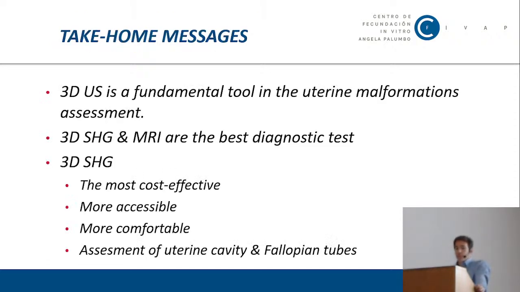So the take-home messages are that 3D ultrasound is a fundamental tool in uterine malformation assessment. 3D sonohysterography and MRI are the best diagnostic tests. 3D sonohysterography is the most cost-effective test that we can do for uterine malformations. It's more accessible, more comfortable for the patient, and at the same time we can assess the uterine cavity and fallopian tubes.